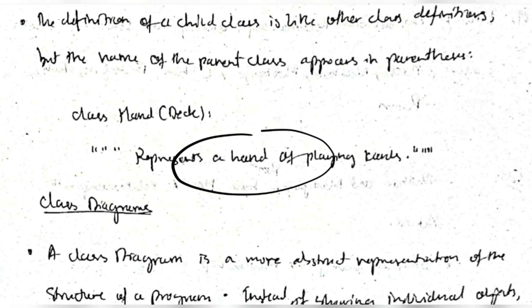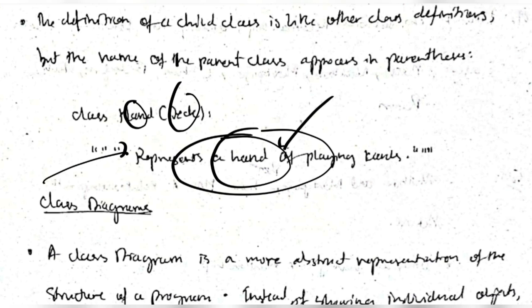After that you will write what changes you need to make here, like if you have to add some integer values or some string values, you will add them here. So you will have in hand the added values as well as the values of the deck class. That's all about inheritance.